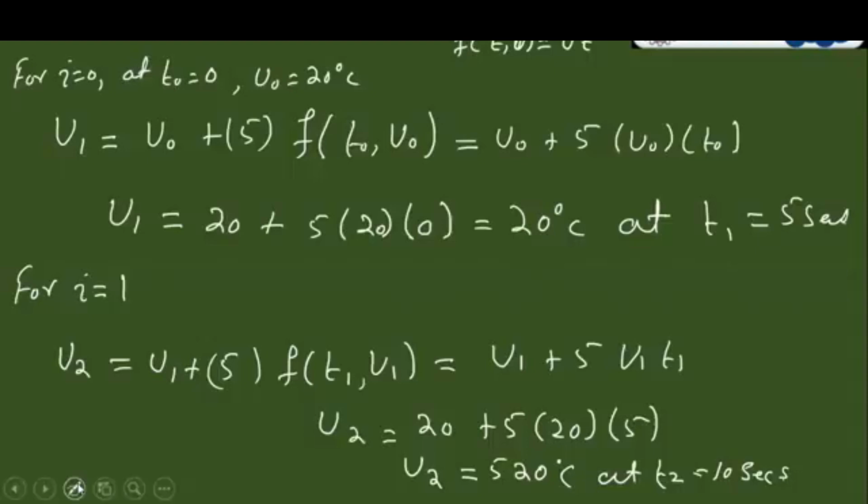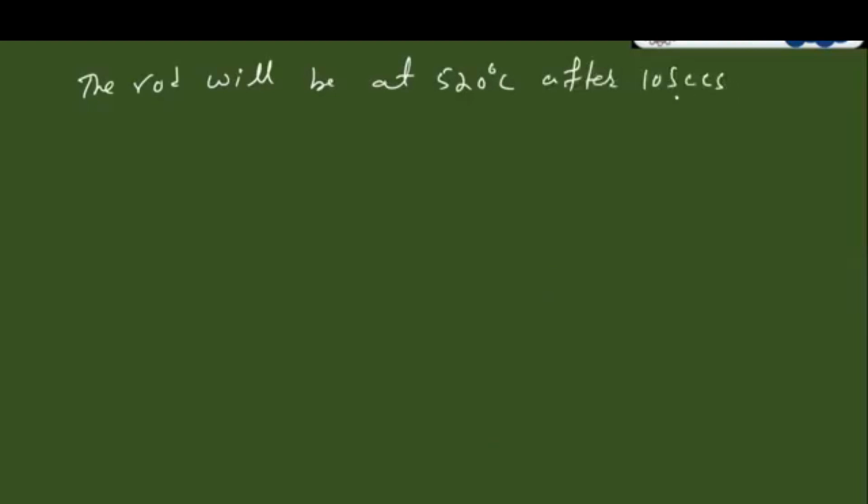So the answer based on the Euler method is 520 degrees centigrade. So our answer is the rod will be at 520 degrees centigrade after 10 seconds. This is what we get as per the Euler method. Euler method says that as per the differential equation solution, it will be 520. It may be wrong or right, but we are not solving that. This is our numerical solution.